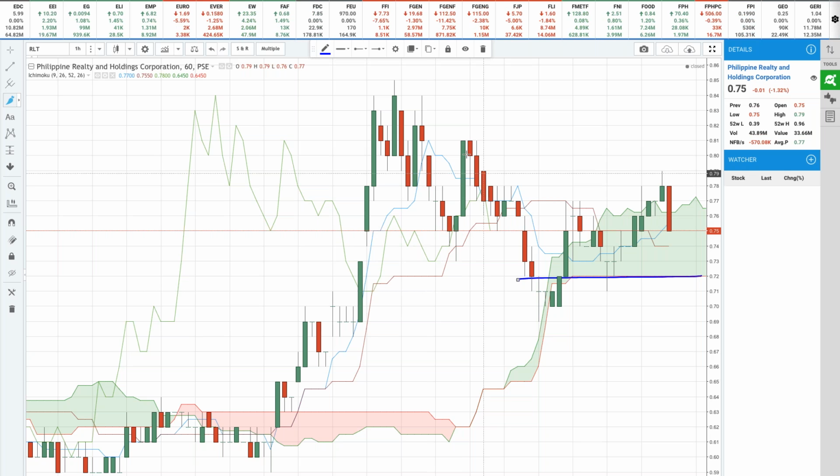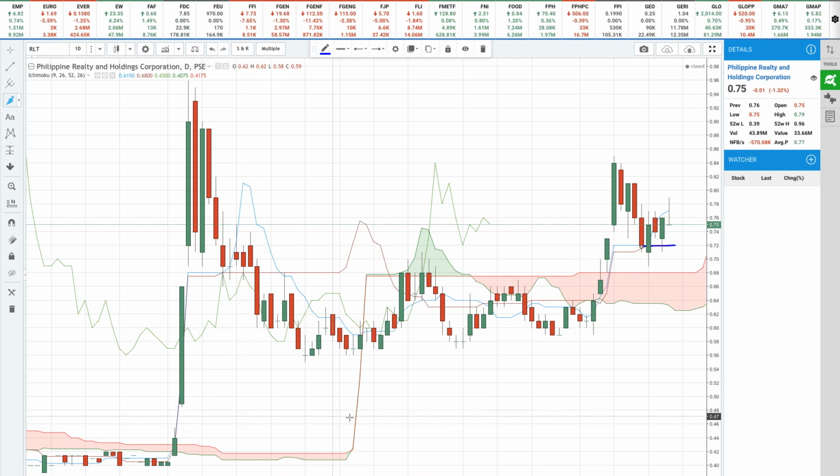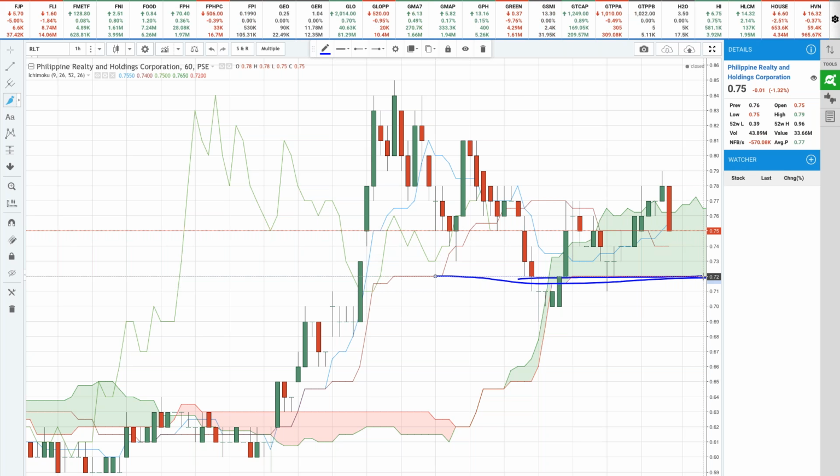So for RLT, don't enter yet because it's bearish. But if you are in it for position trading, you would enter at this Kijun-sen line at 72. You notice that the support line on the daily chart is the same as the support line on the hourly chart. So you have a confluence of support levels in both time frames. 72 is the support on the daily chart. 72 is also the support on the hourly chart. So you know that this is the level to watch.